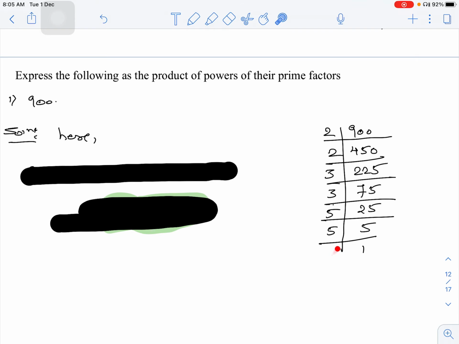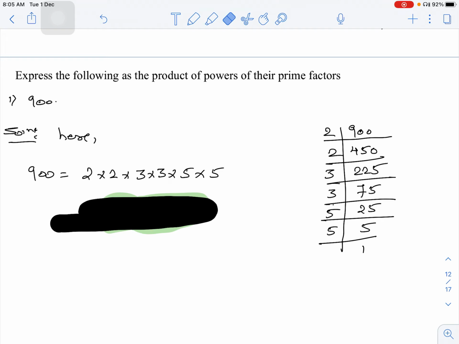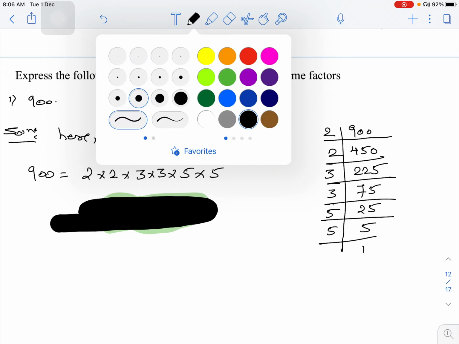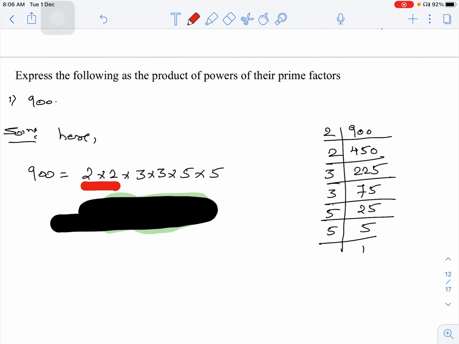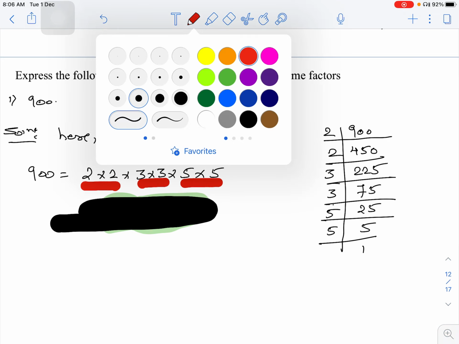So now these all numbers are nothing but what? Prime factors of 900. Now next step, what will we do? We will write all these factors as multiplication. Okay, so 900 can be written as 2 into 2 into 3 into 3 into 5 into 5. Now we want to write this number in terms of powers. Okay, so what we will do? We will check that 2 is how many times? 2 times. 3 is 2 times. 5 is 2 times.